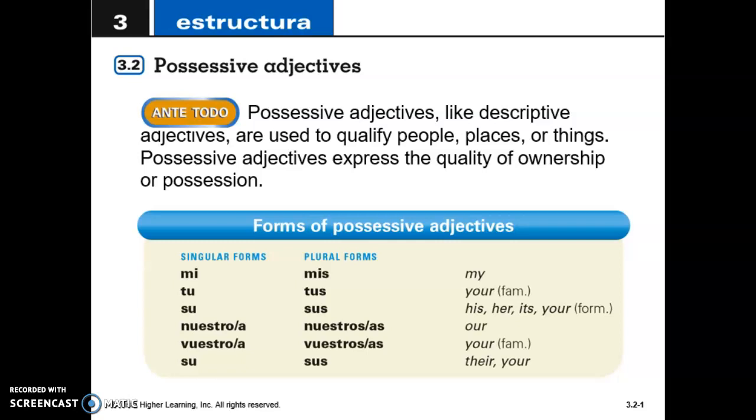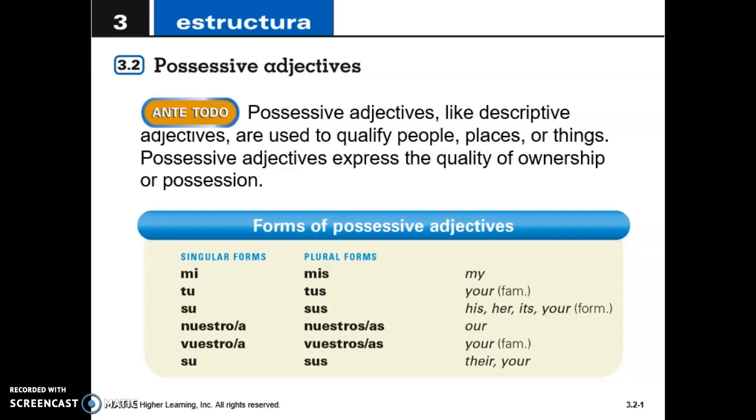This is part 2 for the review of our lesson 3, Portales 1. So we were talking about adjectives, and as I said, adjectives describe people and places and things, and in this case we're talking about possessive adjectives. So possessive adjectives focus on the quality of ownership or possession.